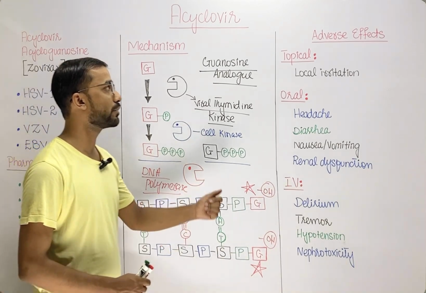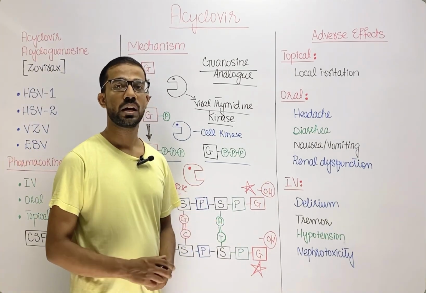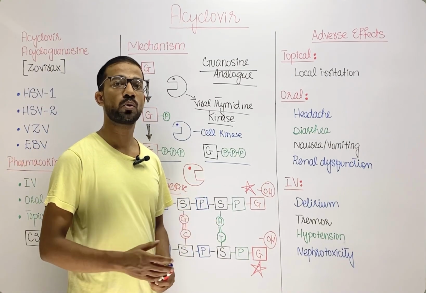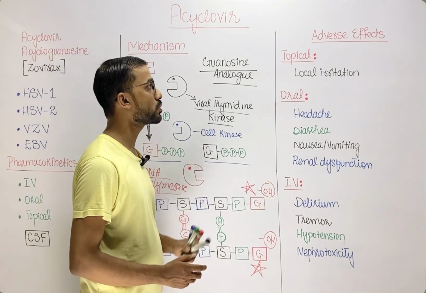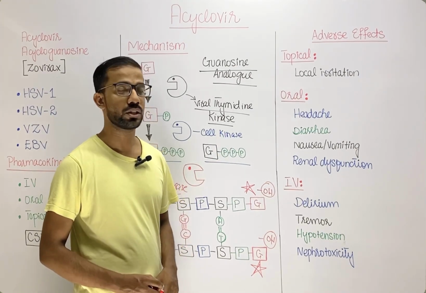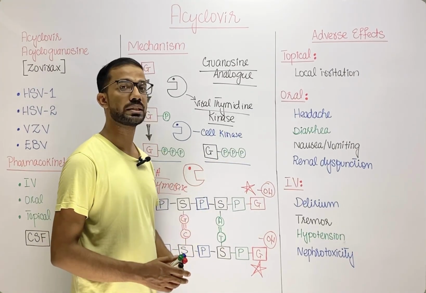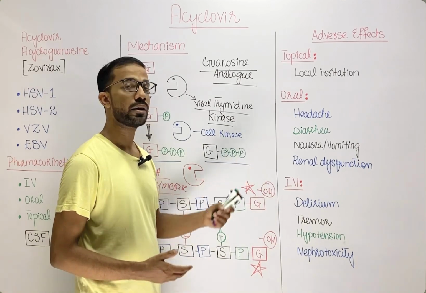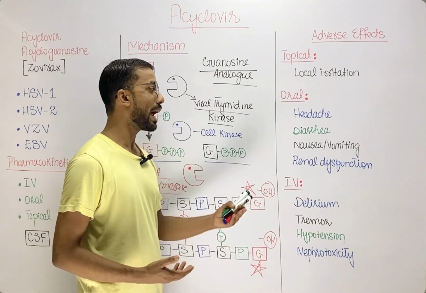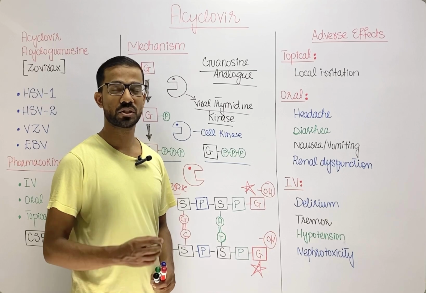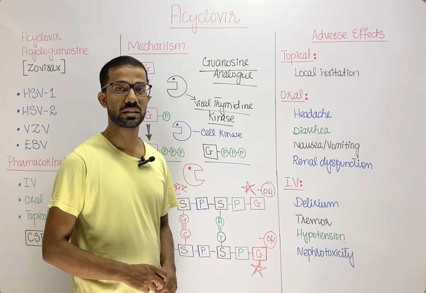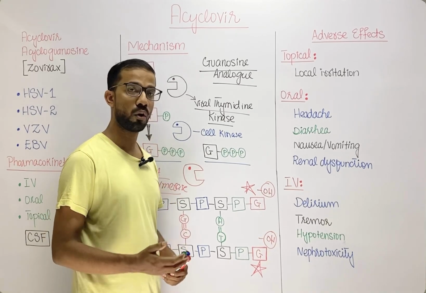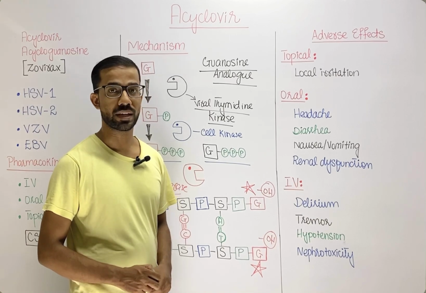Next, if we look at the adverse effects. The adverse effects will depend upon the route of administration. If the route is topical, then you can see local irritation. If the route is oral, then you can see headache, diarrhea, nausea, and vomiting, and transient renal dysfunction, temporary renal dysfunction caused in case of overdose of acyclovir.